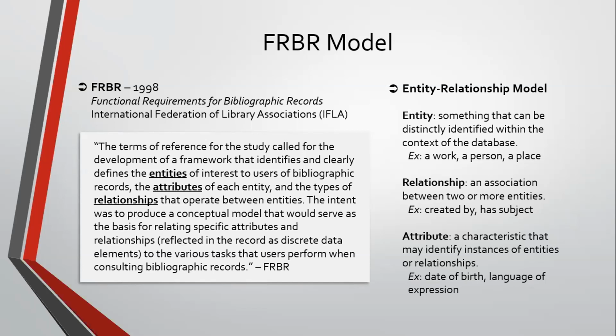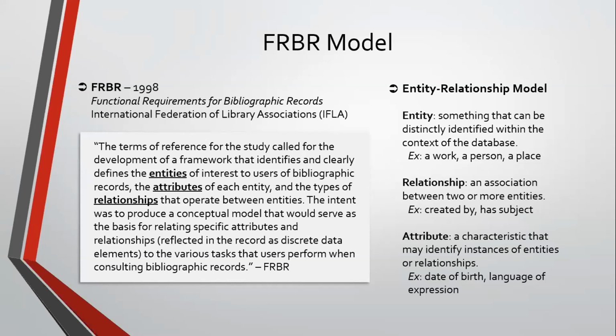Now, it sets forth an entity-relationship model, which was kind of outdated by the time of FRBR's release, but it works really well. The authors chose it to try and conceptualize our increasingly complex bibliographic universe. So in the ER model, we have entities, relationships, and attributes. I think these are pretty self-explanatory, but I'll just say a word about each one real quick.